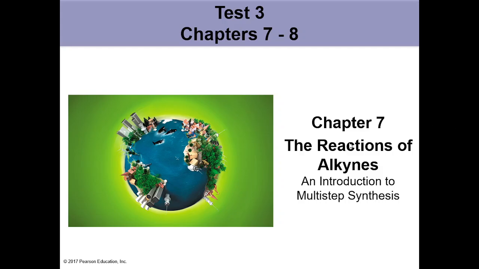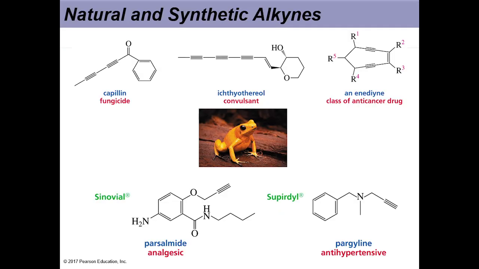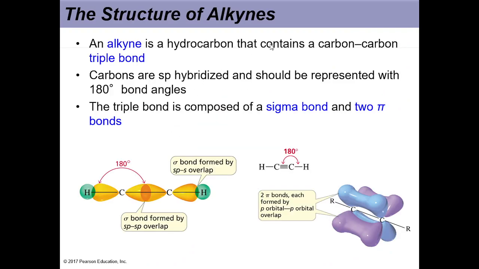This is going to be the first video of Chapter 7, the reactions of alkynes. We're going to give you a brief introduction of how to do nomenclature of alkynes. So alkynes are basically any hydrocarbons that contain a carbon-carbon triple bond.